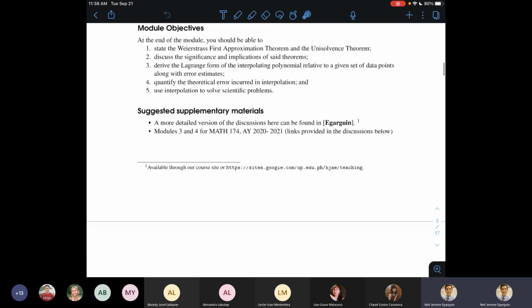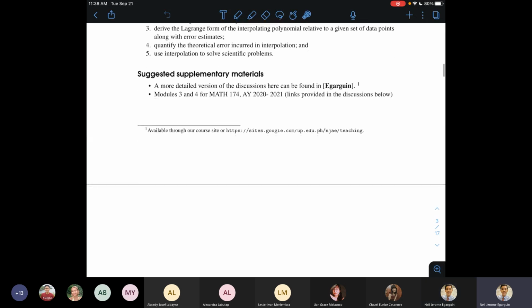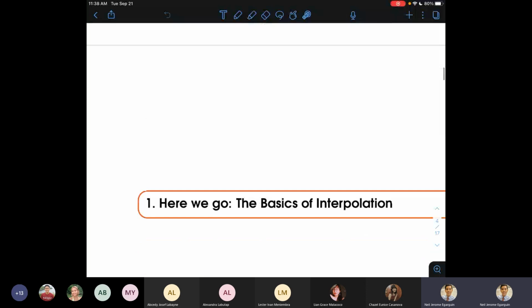Okay. So here are suggested reading materials. You can consult modules 3 and 4 from last semester. I provided the link in the module. Or you can just stick to our module or to the work text.